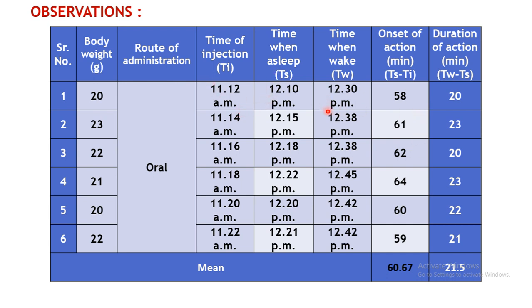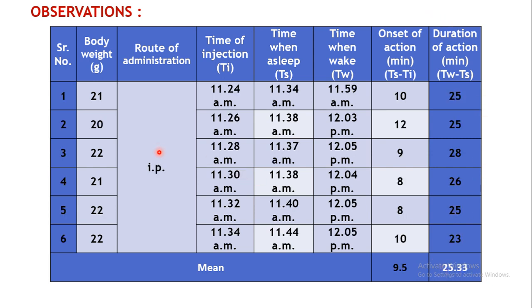In almost all the animals, it is taking roughly 1 hour to show its action, and the duration of action is reduced. It has come down to 20, 23, 22 and 21. So the average duration of action is 21.5 in case of the oral route. So we have seen that the onset of action is delayed and the duration of action has been reduced.